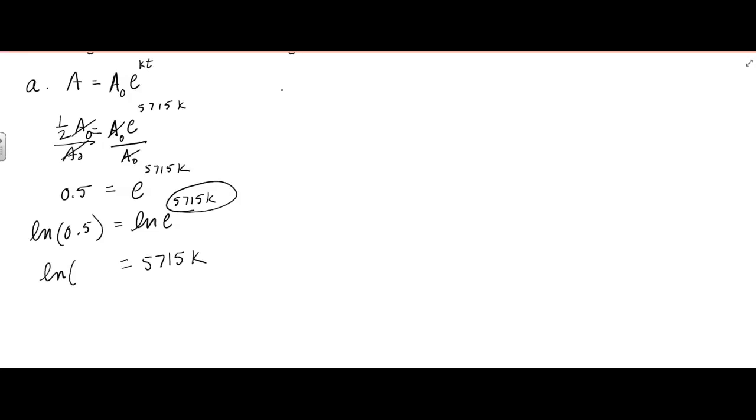And now we're going to take the natural log of both sides. You might have suspected that. I'm going to put parentheses in there. Okay, and then what happens is that property 3, that the right-hand side is just going to equal 5,715k. And the left-hand side is the natural log of 0.5. And then we're going to divide by 5,715.